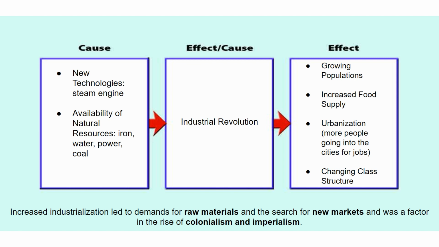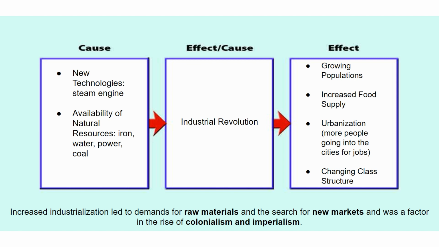Remember the effects of this, right? New technology like the steam engine, availability of natural resources, suddenly iron, water, power, coal, all are needed in order to industrialize, leads to the Industrial Revolution. What are the impacts? Well, suddenly we have much more food produced than ever before. So our population grows, our food supply increases. People flock to cities. That's where the jobs are. We need a lot fewer farmers because of the machinery, and so those former farmers come to the cities along with others looking for work.